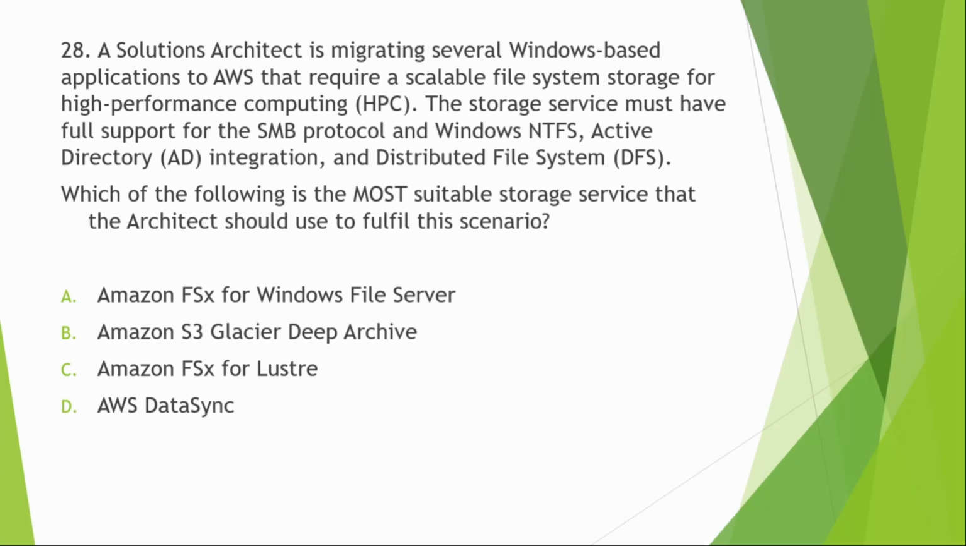FSx provides fully managed Windows file servers with features and performance optimized for lift and shift business critical applications, and it is accessible from Windows and Linux instances via SMB protocol. Okay, let's see why other options are not correct. Amazon S3 Glacier Deep Archive. So this is incorrect because it is used for secure, durable, extremely low cost cloud storage, basically for data archiving and long term backup.